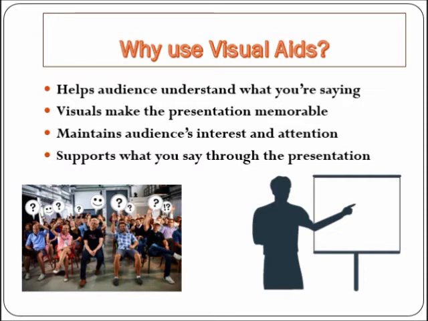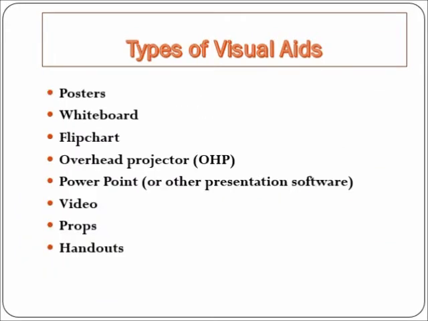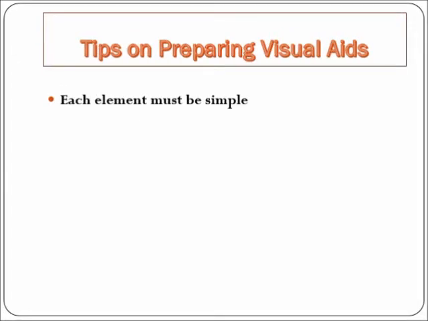They are also a good way of maintaining your audience's interest and attention. Make sure they support and complement what you are saying, not directly repeat, contradict, or distract from your speech. Types of visual aid: posters, whiteboard, flip chart, overhead projector, PowerPoint, video, props, and handouts. It is important to take into consideration the type of visual aid that will better help you to communicate your presentation more effectively. Tips on preparing visual aids.